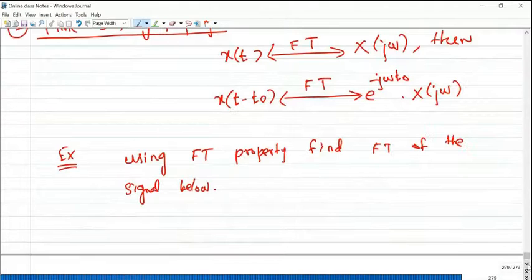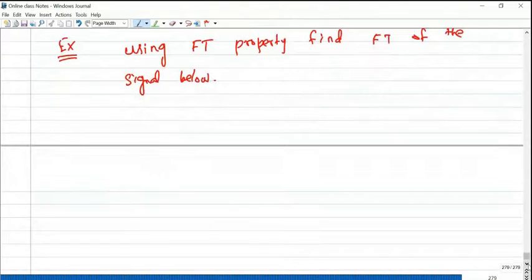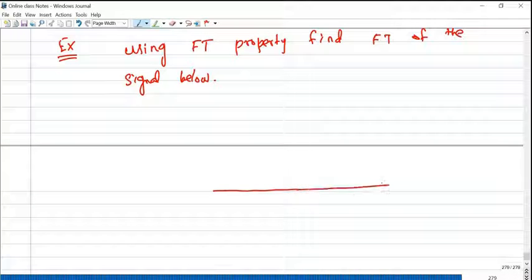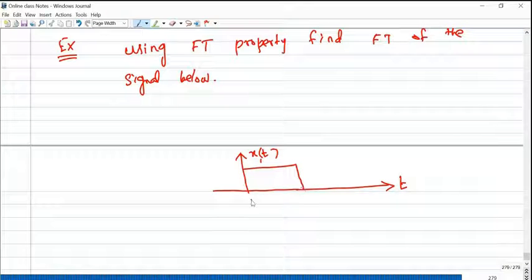Property name, they will not specify. You have to check the appropriate property which will be used to solve this particular problem. The given problem: x1 of t is given like this, from 0 to tau, magnitude is 1. Find the Fourier transform of this signal.